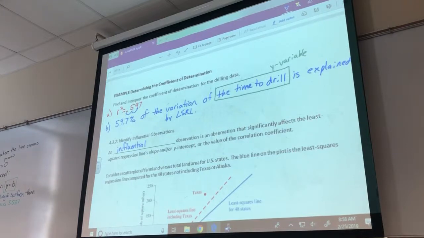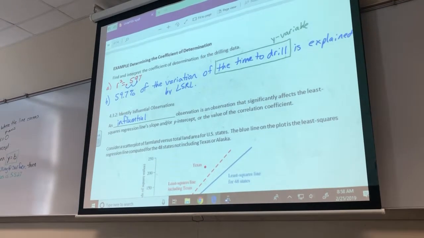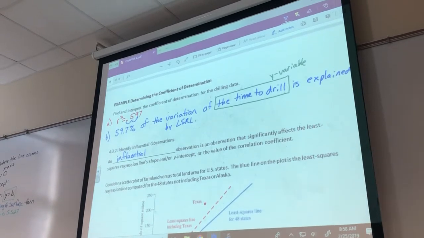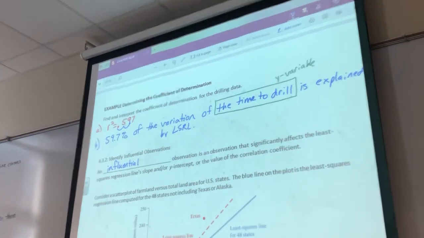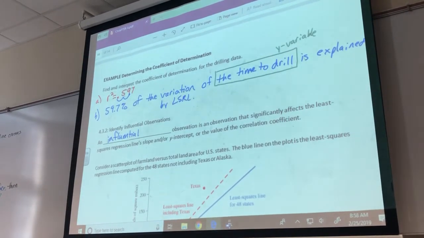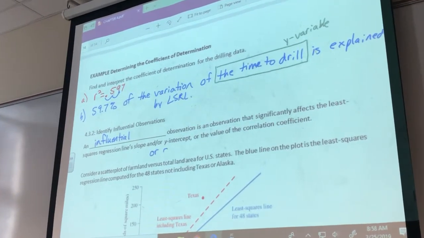significantly affects the least squares regression line, slope and/or y-intercept, or the value of the correlation coefficient, or coefficient of determination, because I think that's what they want you to look for in the homework. They just want you to look at this one.